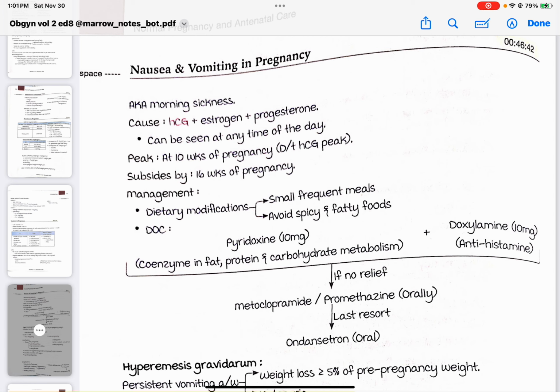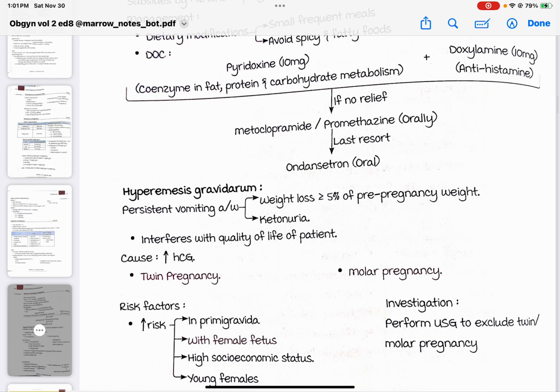Drug of choice is pyridoxine 10 mg plus doxylamine 10 mg. Pyridoxine is a coenzyme in fat, protein and carbohydrate metabolism and doxylamine is an antihistamine. If no relief, metoclopramide, promethazine orally. Last resort is ondansetron. So this is a very important management.